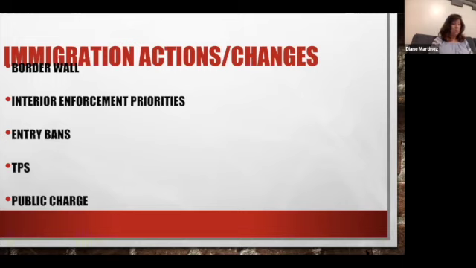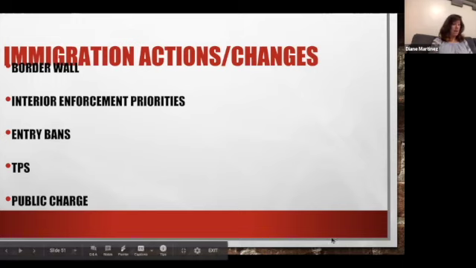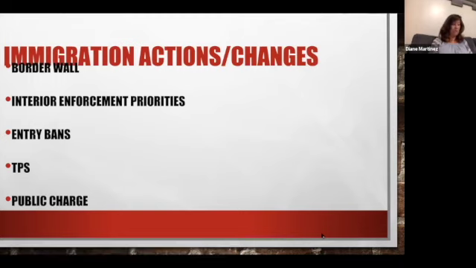Entry bans. There were four orders by the Trump administration that did not allow mostly people from Muslim countries to come into the United States. A proclamation was signed by President Biden to no longer deny entry from those countries based only on the country they're from. So they have to look at other things in deciding whether or not to let them in. Temporary protective status.